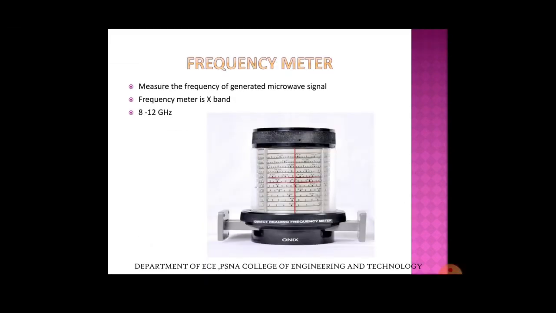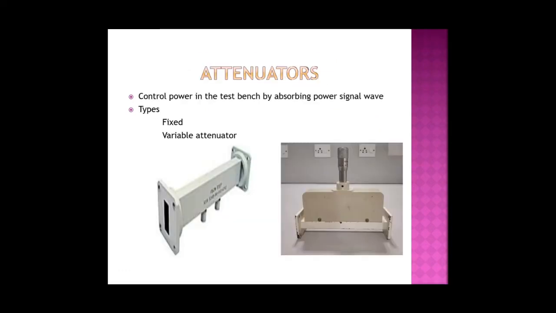Then the frequency meter. It is the direct instrument to measure the frequency of the generated microwave signal. Usually in the laboratory, the frequency meter we use is of the X band range, that is 8 to 12 gigahertz, because the reflex klystron we use in the lab generates a microwave signal with a frequency of 8 to 12 gigahertz.